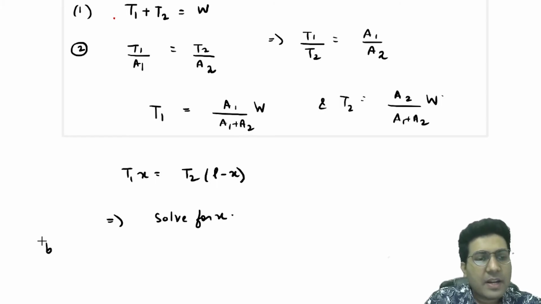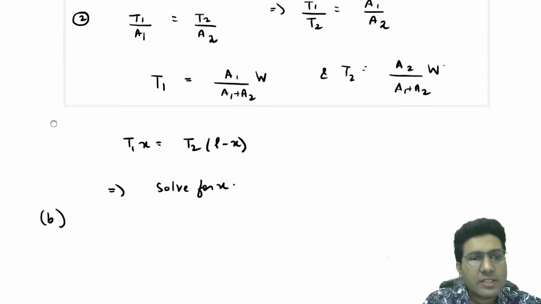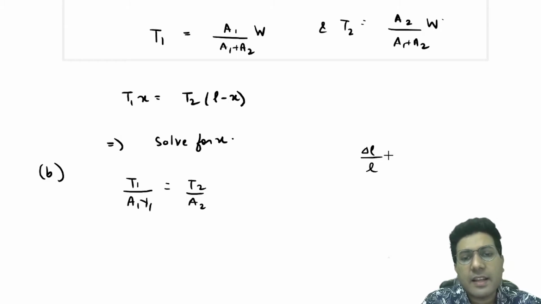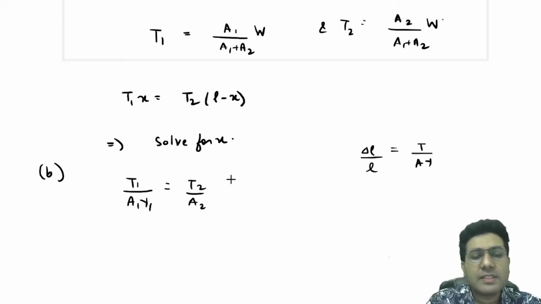Now the B part of the question says that there is equal strain. When there is equal strain, in that case you will say that T1 by A1 Y1 is equal to T2 by A2 Y2, because strain is what? Delta L by L, and delta L by L is how much? Stress by Y. Stress is T by A. So T by A Y has to be same.